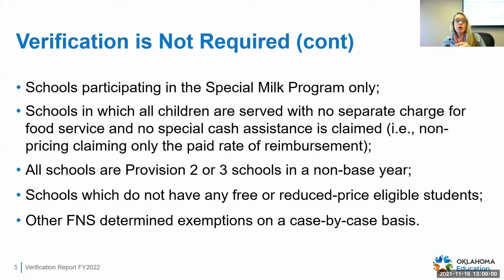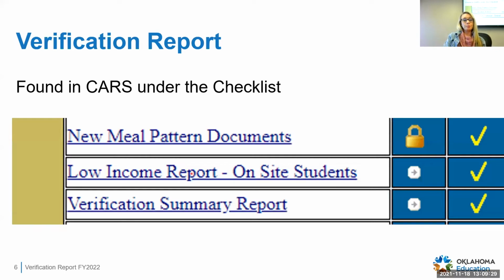Other verification is not required is if schools only do special milk, and I don't think we have any in the state of Oklahoma that only do special milk. If you're in a non-base year, schools in which all children are served with no separate charge, schools that do not have any free or reduced eligible students. So again, these are the people that do not have to actually do verification, the process, but you still have to do this report. And we're going to go through this report of what you put where.